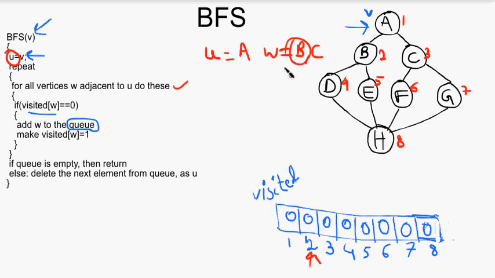So what is b? Visited of w, which means visited of b, that is visited of 2, is 0. Yes, visited of 2 is 0. So what they do is add w to the queue. So we have to make a queue here. Let this be the queue.